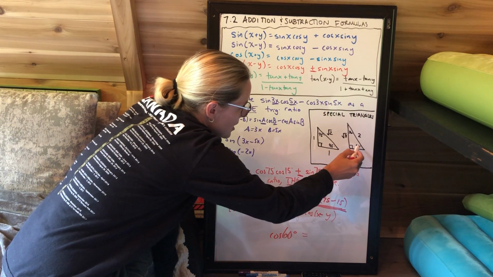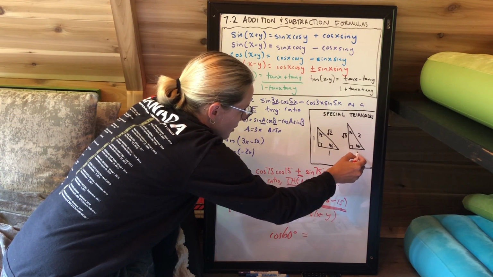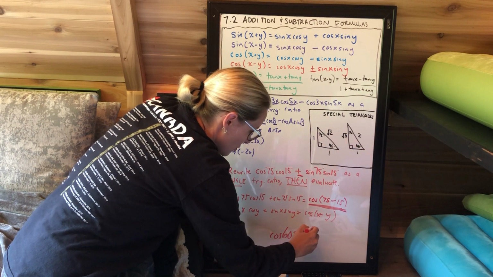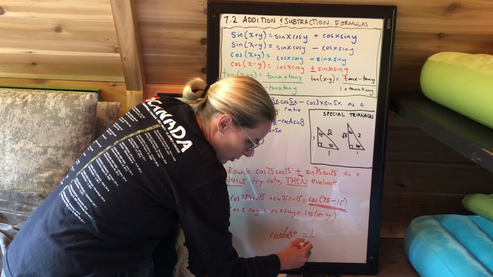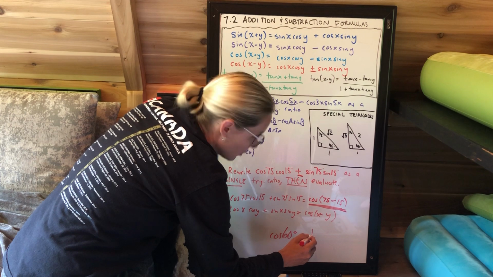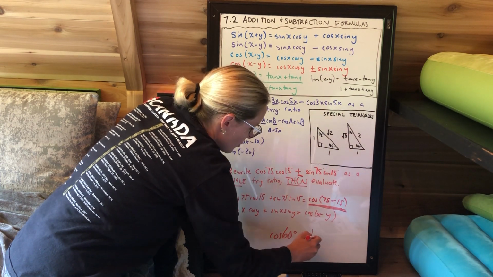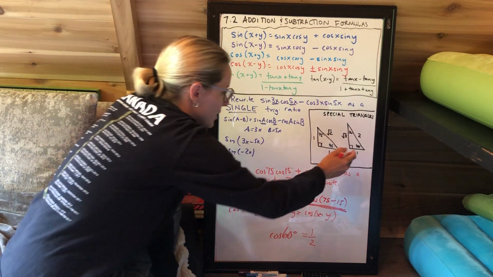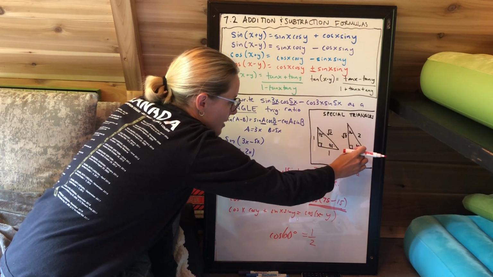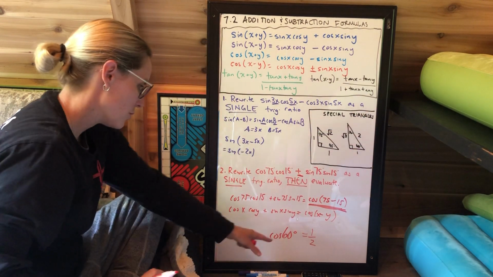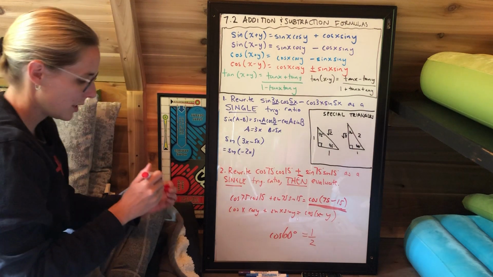Cosine of 60 is adjacent over hypotenuse, so it's 1 over root, oh wait, did I do something wrong? Sorry, I did tangent. Cosine of 60 is adjacent over hypotenuse, 1 over 2. So that would be the exact answer when you evaluate it.